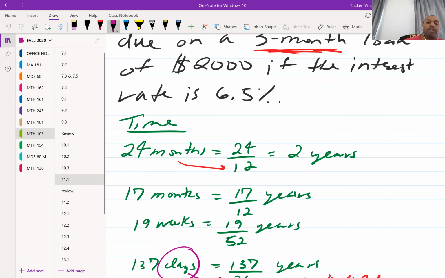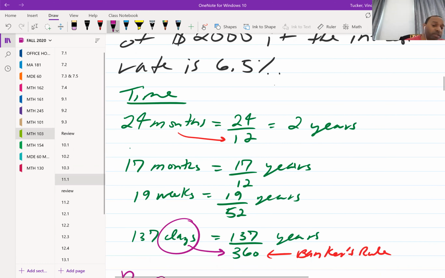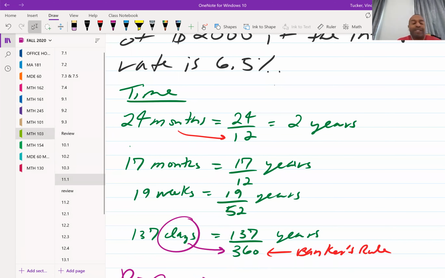And you do the same thing as if we had weeks, 52 weeks in a year, so that's 19 over 52. And the only one you just have to be careful with is days. Days, we would use 360 instead of 365 because of what they call banker's rule. I read where 360 is just an easier calculation than using 365. So whatever the reason, it doesn't matter as long as you use 360 instead of 365 for days.